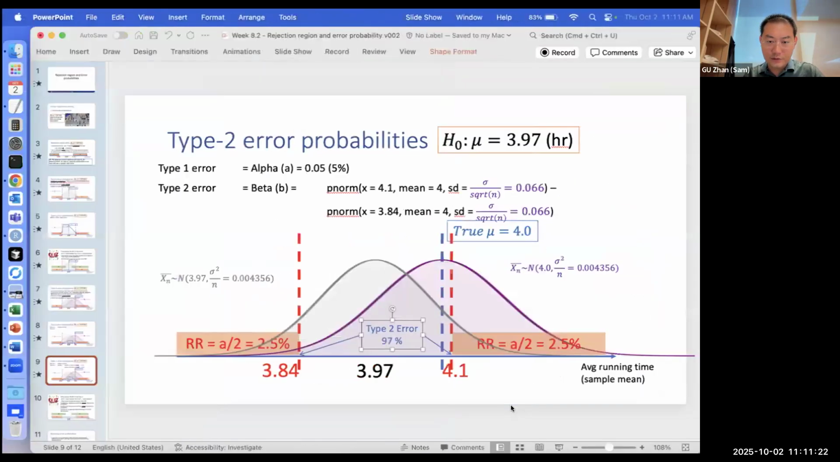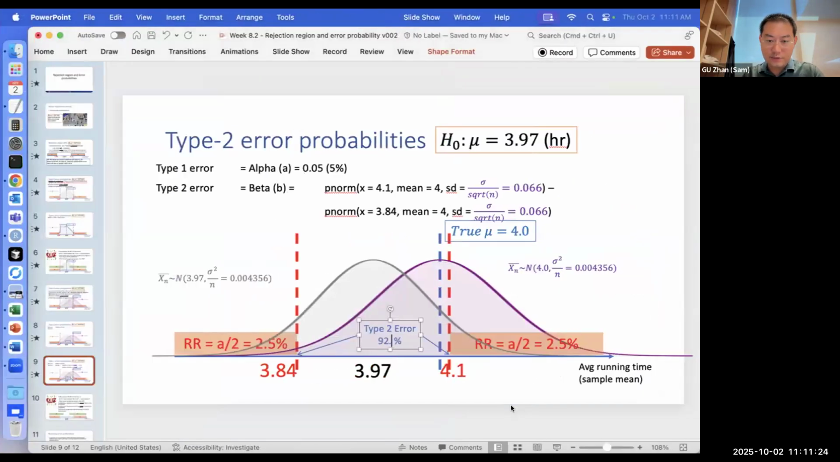0.9275. Okay, so that's the area that you can find.